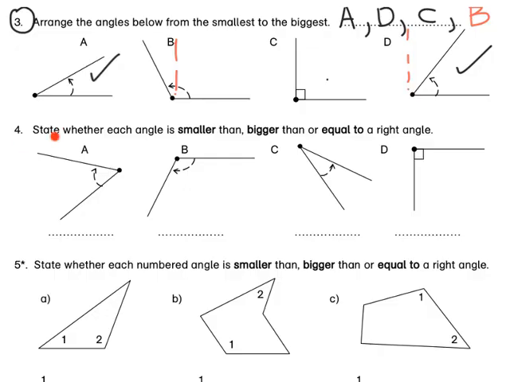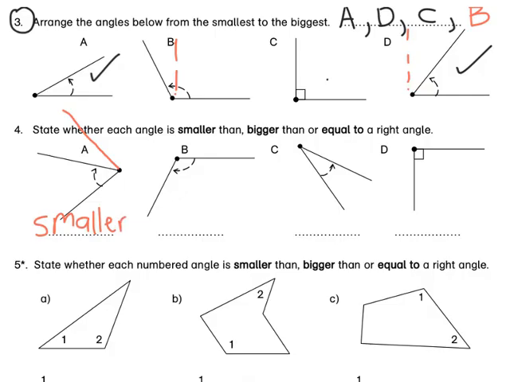Number 4. State whether each angle is smaller than, bigger than, or equal to a right angle. If we look at A, let's consider this as being our straight line. If we were to make a right angle, the right angle would look like that. Picture the walls of your house if the house was askew. That would be how your walls would look. So A is smaller than a right angle.